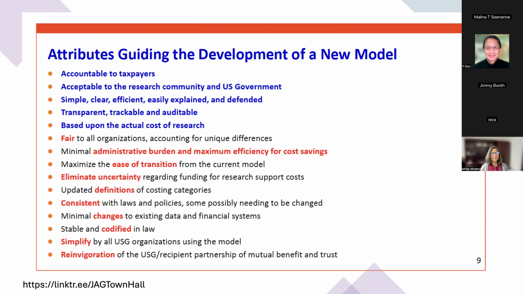So here are some of the aspects of the model. Again, that it would be accountable. They want it to be acceptable to the research community, that's simple, fair. Again, some of the things I've already mentioned. And I'll just say that the community would like this to go forward.